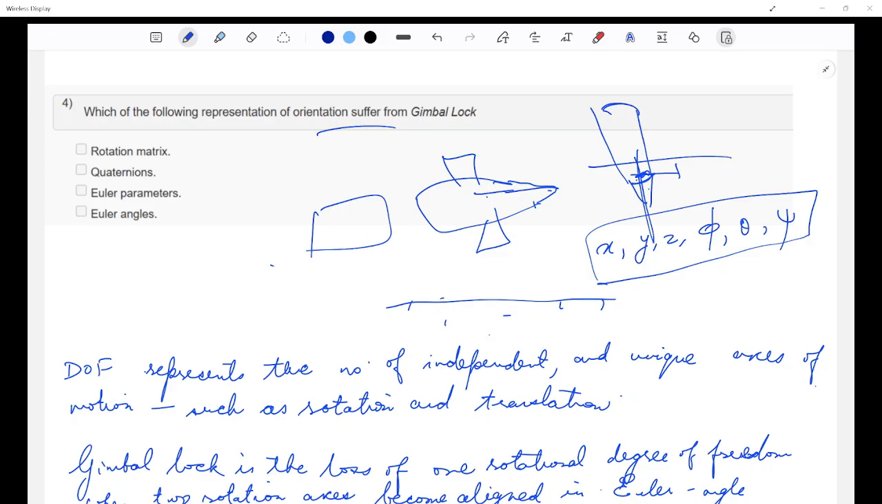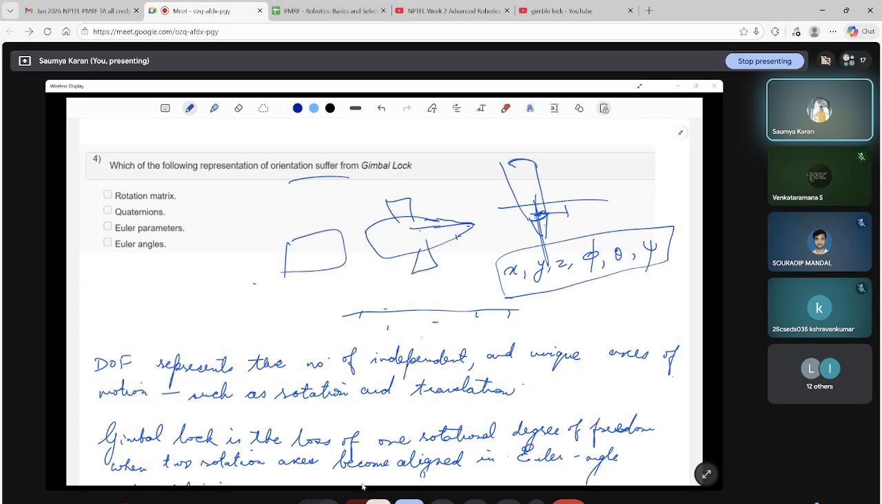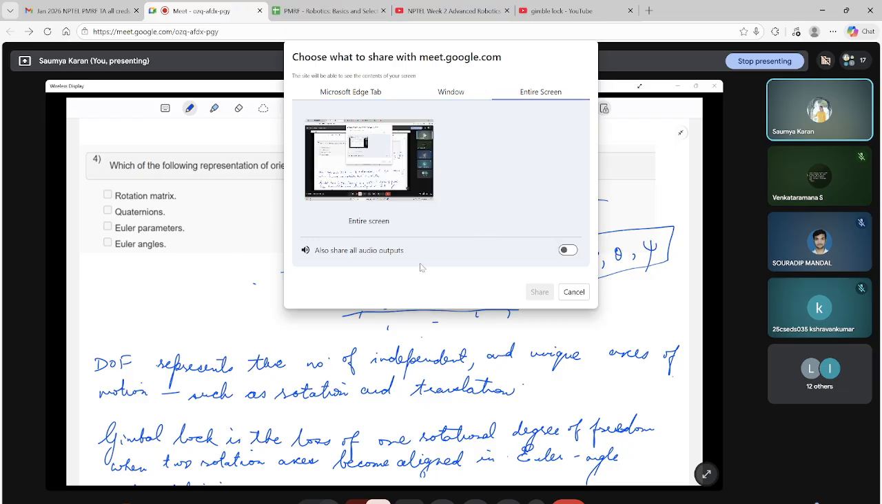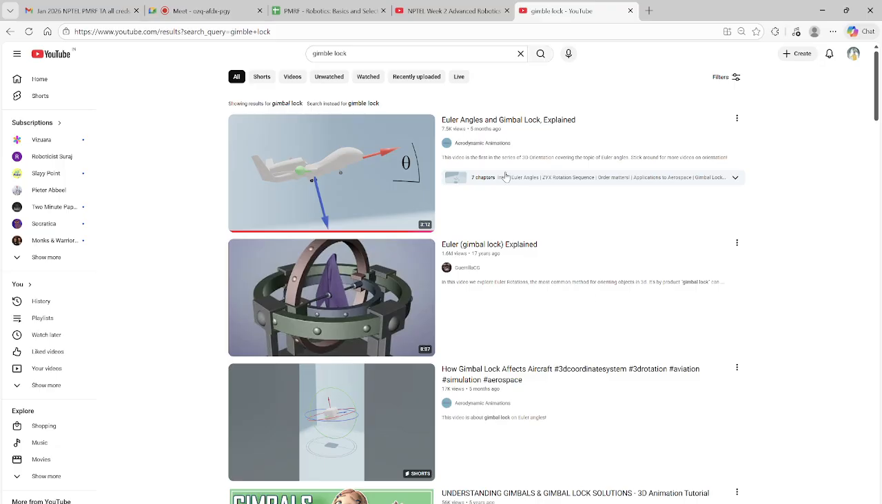Okay, I'll have to change window capture, and I'll have to present the screen to you. Okay, I hope my screen is visible. So let's check this.